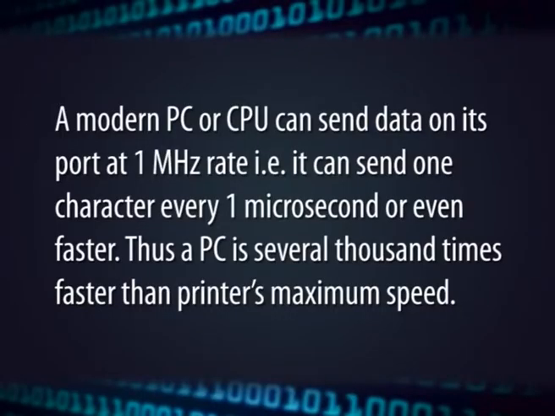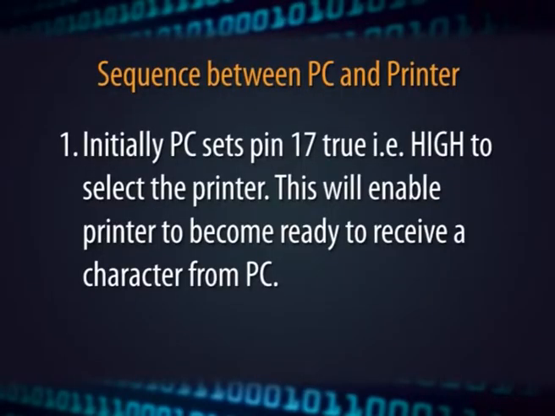Typically, a modern PC or CPU can send data on its port at a 1 megahertz rate, that is, it can send one character every 1 microsecond or even faster. Thus, a PC is several thousand times faster than the printer's maximum speed. The following handshake sequence ensures that the PC is slowed down to the printer speed so that not a single character is lost. 1. Initially, the PC sets pin 17 true, that is high, to select the printer.